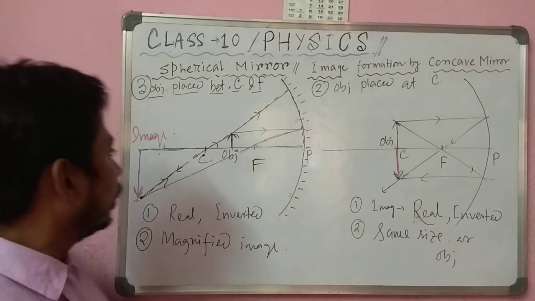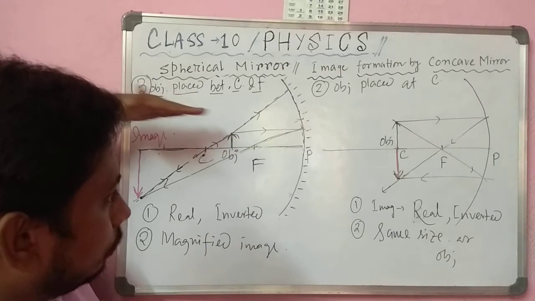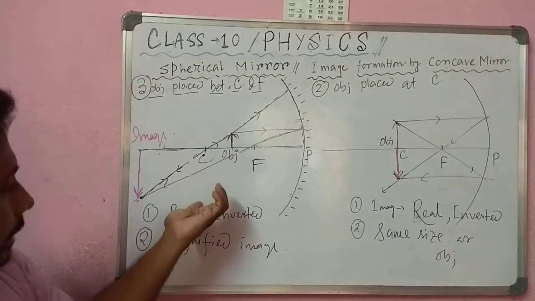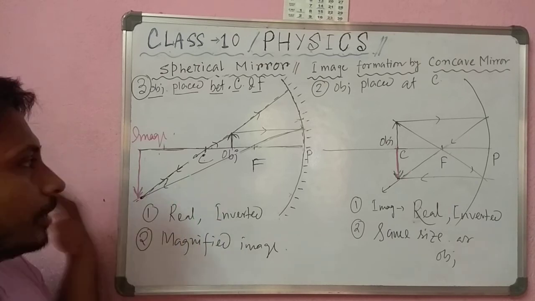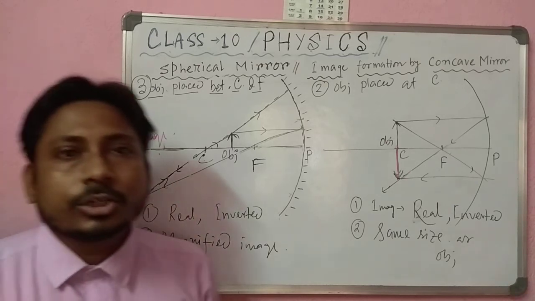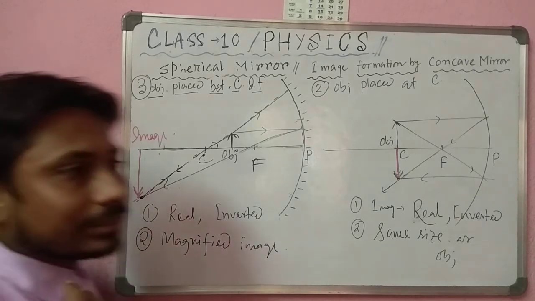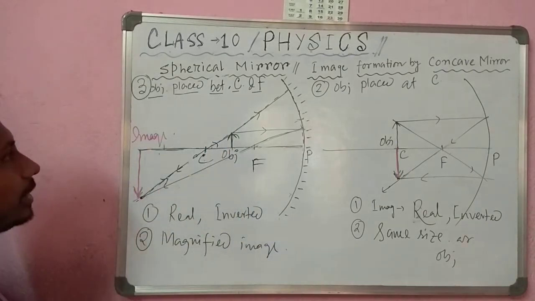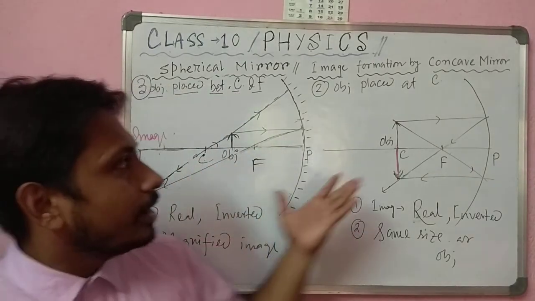So student, what I've seen is that if the object moves towards the spherical mirror, the image goes away from the spherical mirror. Student, in the next video, I will discuss the other 3 drawings of the concave spherical mirror.